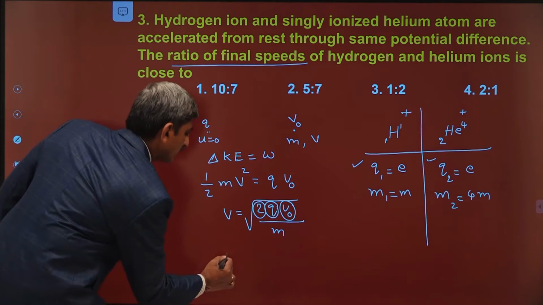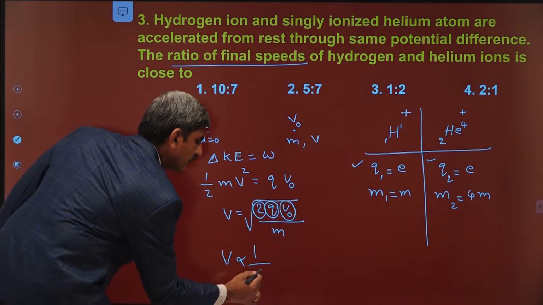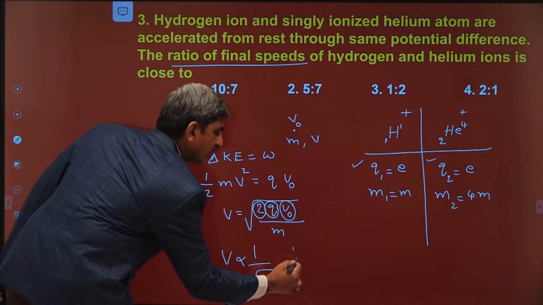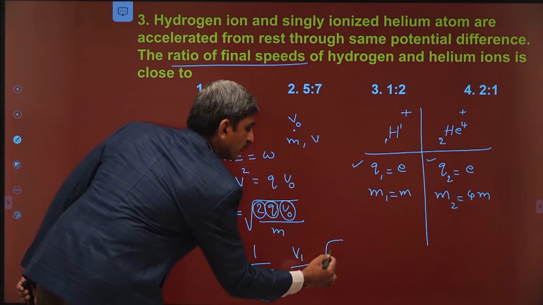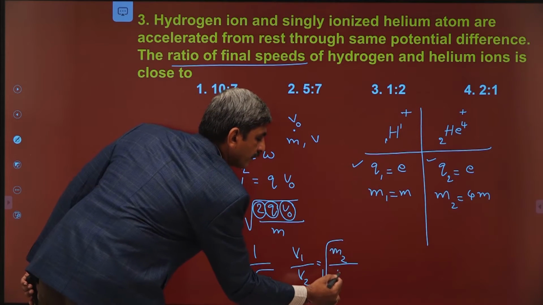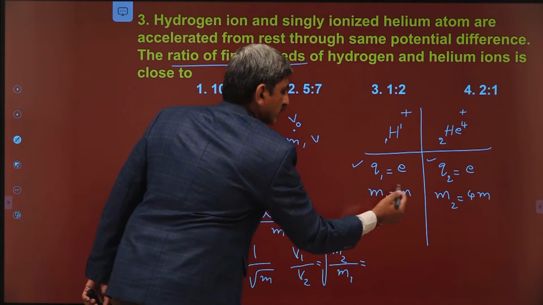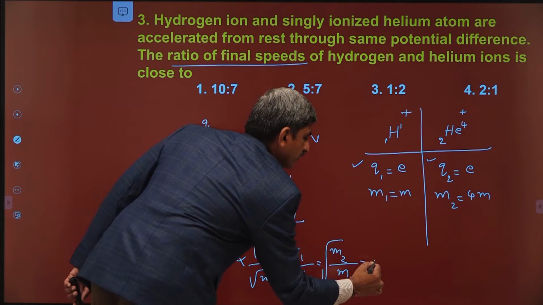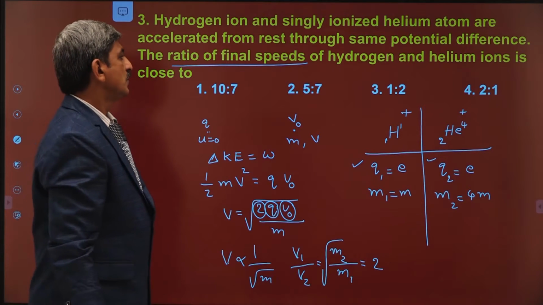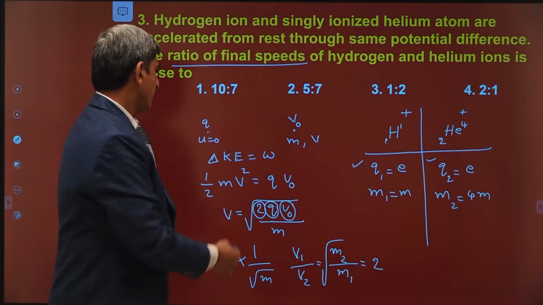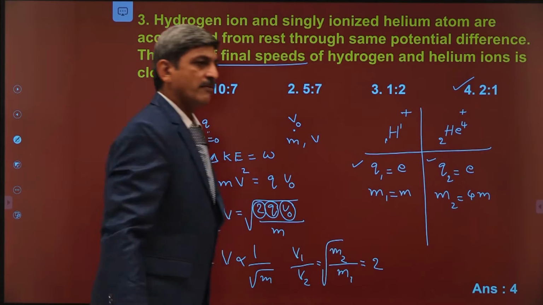That's why the final velocity is inversely proportional to the root of the mass. From this we have v1 by v2 is root of m2 by m1. Here m2 is equal to 4m, m1 is equal to m. By substituting this, we have v1 by v2 is equal to 2. So the ratio of the final speeds is v1 is to v2 is equal to 2 is to 1. So the answer is 4.